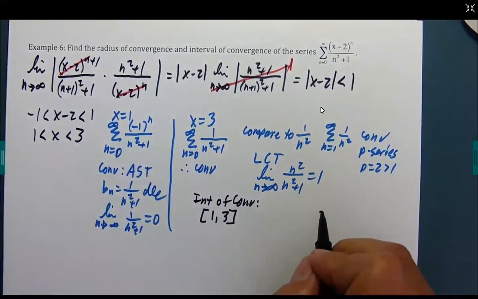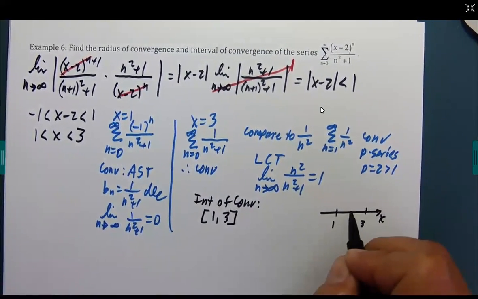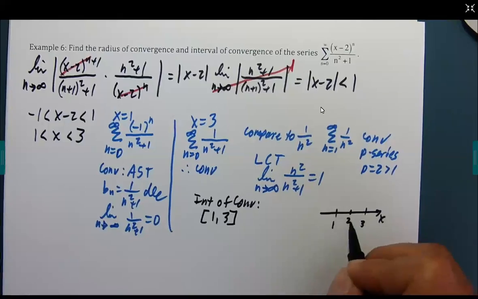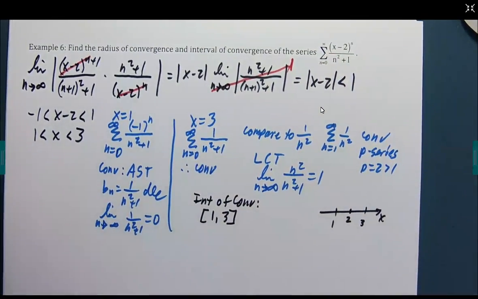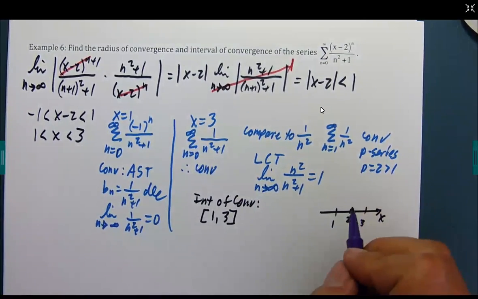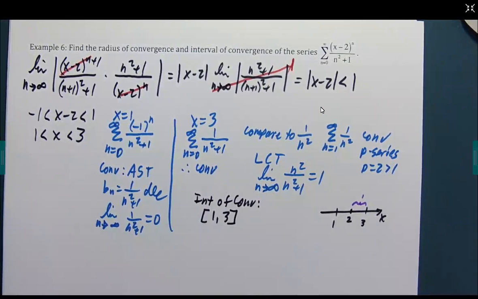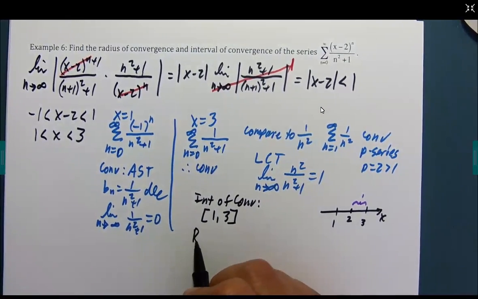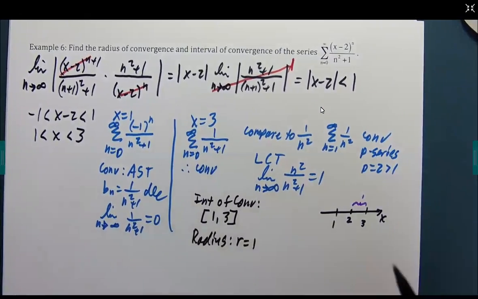Our radius, remember our center in this case is 2, you can see it right there, 2. And that radius is clearly just a 1, a distance of 1. So the radius of convergence is 1.